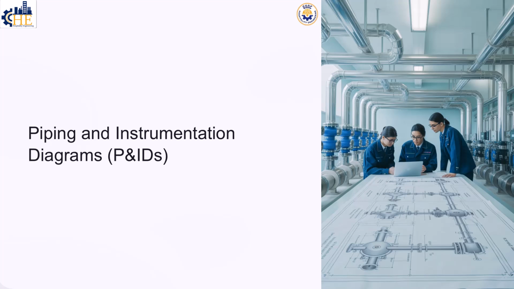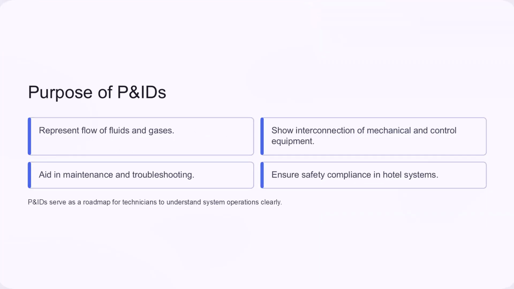Welcome to Hospitality Engineering. Today we will explore piping and instrumentation diagrams, also known as P&IDs. This session will help you understand their role in hotel systems and why they are essential for safe and efficient operations. Purpose of P&IDs. Let's begin with the purpose of piping and instrumentation diagrams.